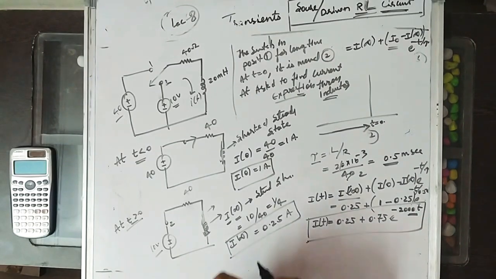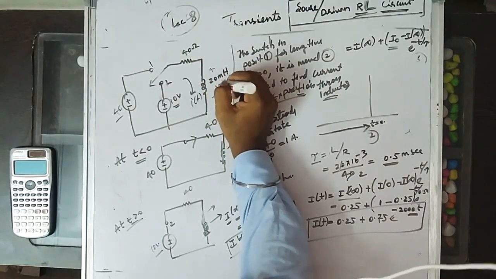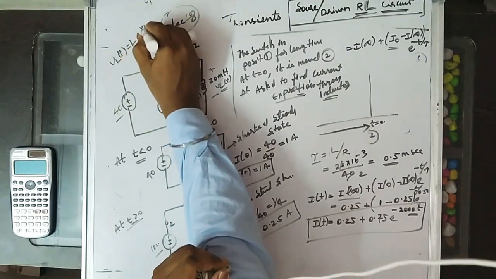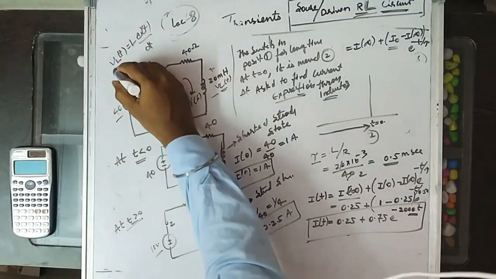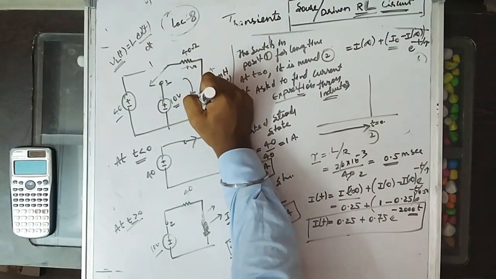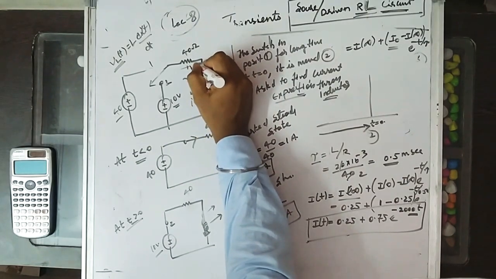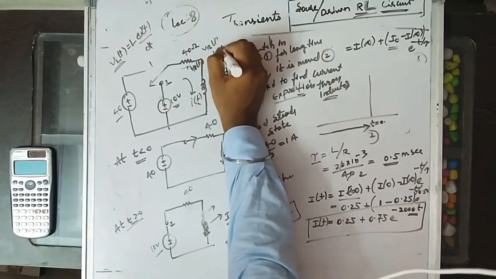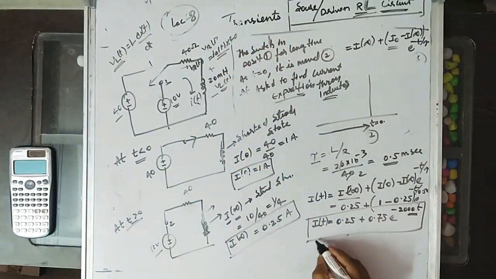If they ask for the voltage across the inductor, VL of t, then VL of t equals L di by dt. So you will differentiate this equation and find the voltage across the inductor. And if they ask for the resistor voltage, IR of t is the same current, so VR of t is IR of t times 40. Okay, so this is the expression.